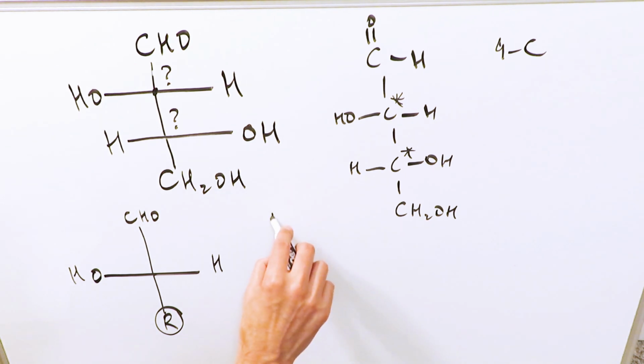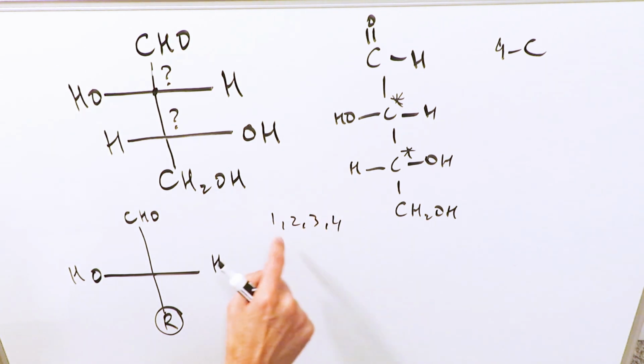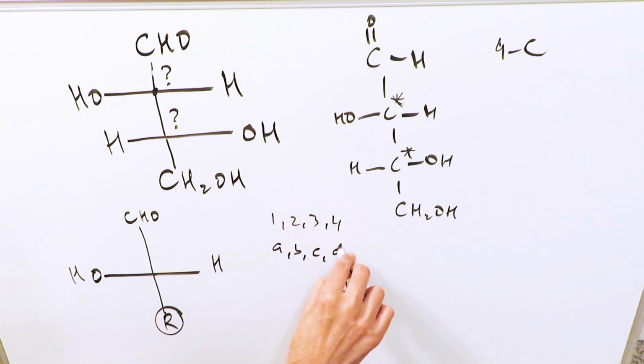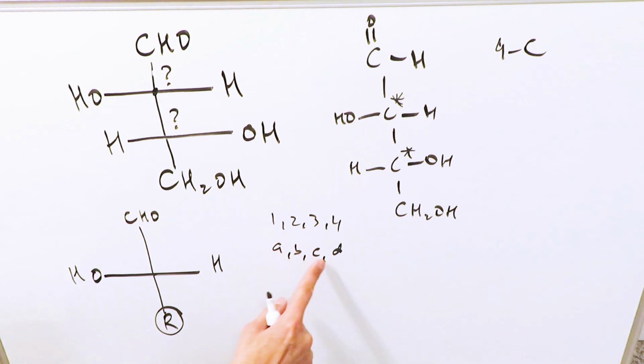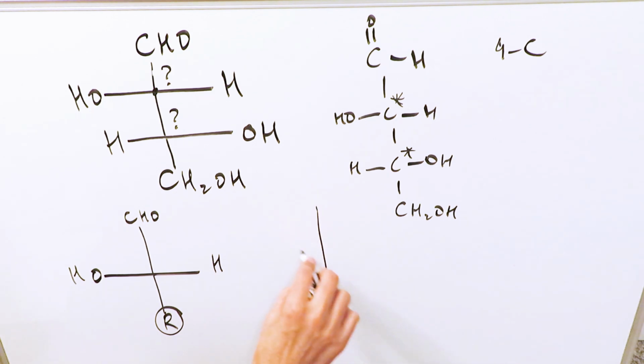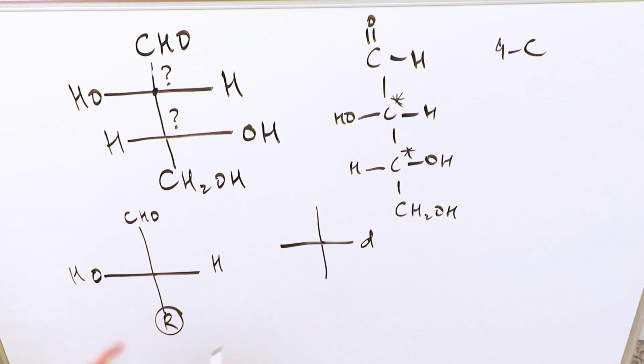You can either do the number system 1, 2, 3, 4, where 1 is the highest priority and 4 is the lowest priority, or you can do A, B, C, D, where A is the highest priority and D is the lowest priority, everything based on atomic numbers. I'm going with the A, B, C, D system. I clearly know I have a hydrogen, which is D, lowest priority, and hydroxyl, which is A, highest priority.